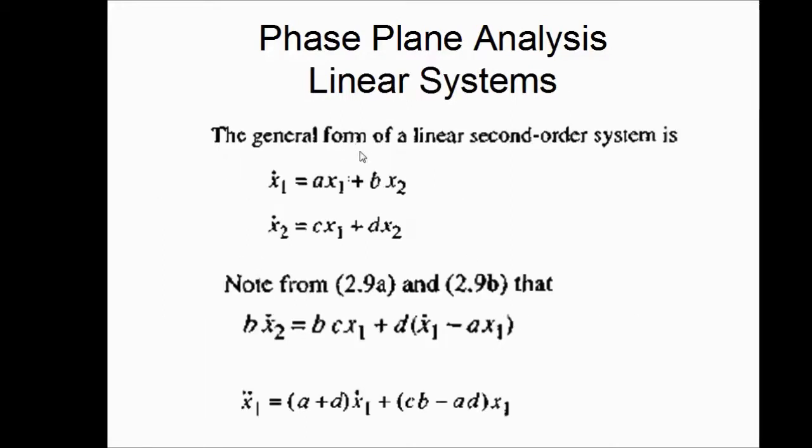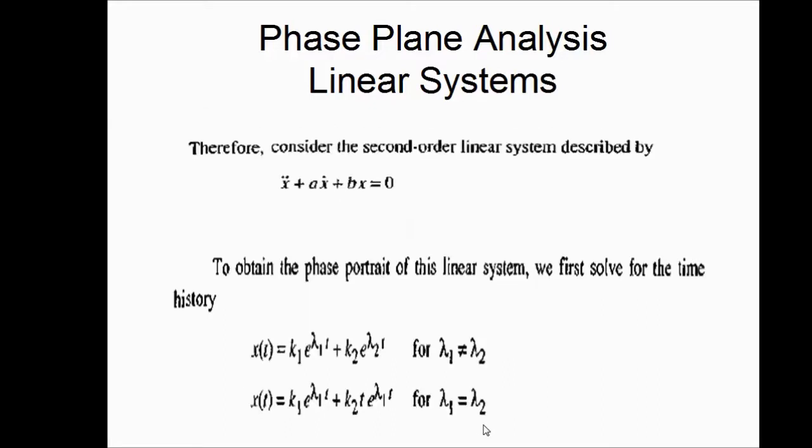Let's look at linear systems. A general form of a linear system is this: x1 dot is a x1 plus b x2, x2 dot is c x1 plus d x2. Differentiation and elimination can be made to obtain everything in terms of a single variable. Obtain the single differential equation by eliminating the second variable from these two simultaneous equations. And we have an equation in terms of x1 only. Likewise, the x2 equation will be similar to this one.